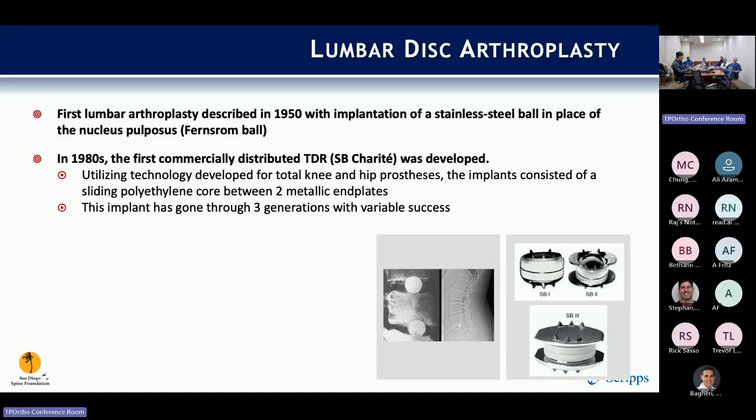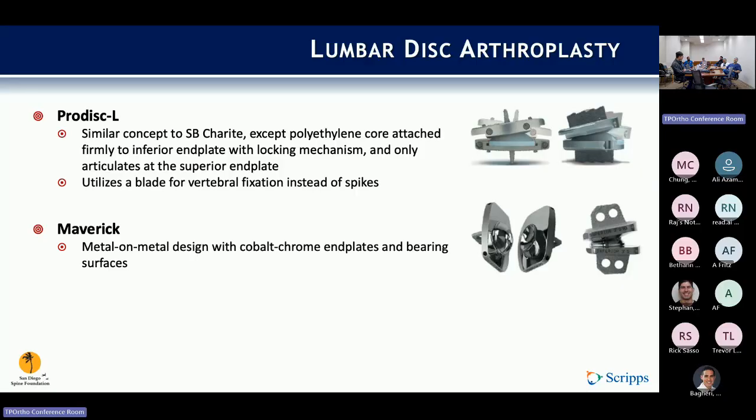So the earlier designs were metal on metal, and then around the same time, the joint arthroplasty literature showed metal on metal is probably not a good idea, with the pseudotumors and metal debris. But I don't know if that was ever figured out within the spine literature. I don't think it was. They still use metal on metal. All right, and so two examples of these lumbar disc arthroplasties are the ProDisc and the Maverick. Yes, it's metal.